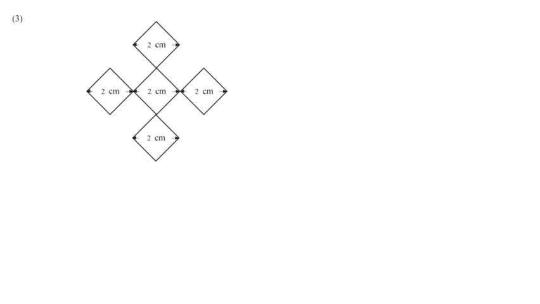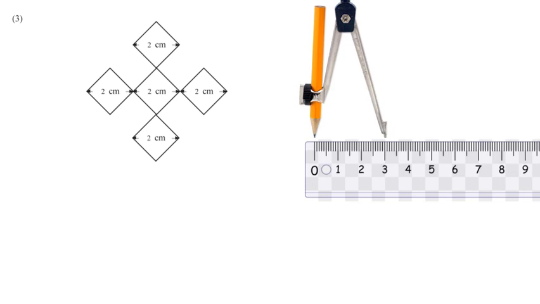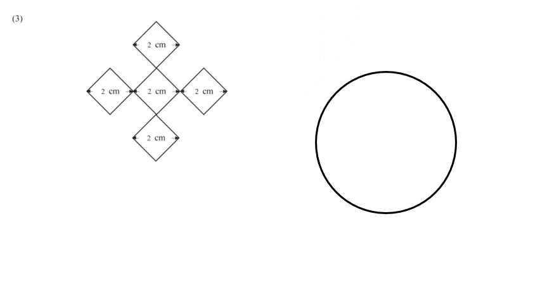Third question. In this question, they have given the length of the diagonals of each square. So let us take the total length of the diagonal as 2 plus 2 plus 2. We get 6 centimeters. Let us draw a 6 centimeter diagonal in a circle. For that, let us take a circle of diameter 6 centimeters. Then take 3 centimeters width in a compass and draw a circle with radius 3 centimeters. Then mark its diagonal as 6 centimeters.